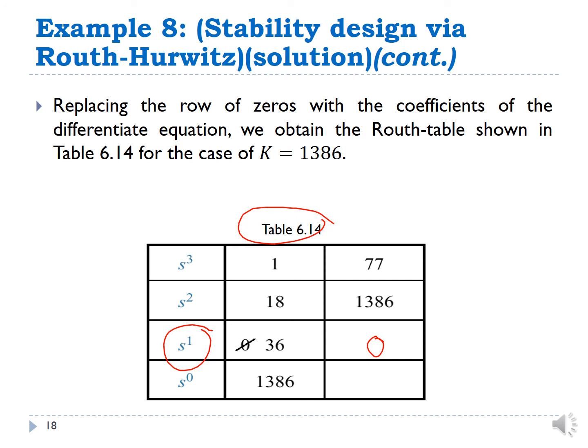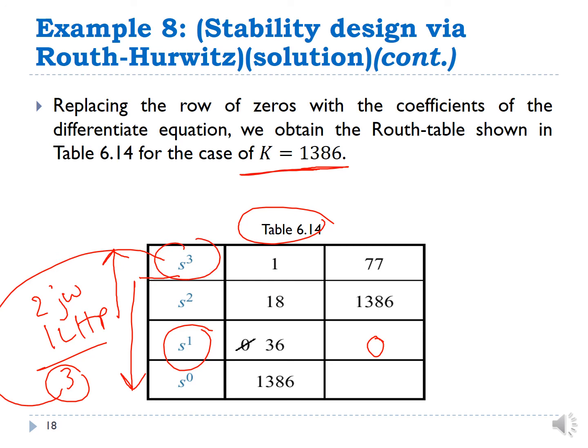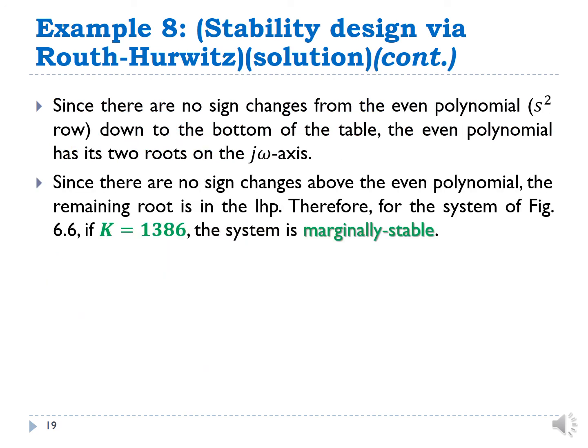For the case of K equal to 138.6, since there are no sign changes from the even polynomial down to the bottom of the table, the even polynomial has its 2 roots on the imaginary axis. And since there are no sign changes above the even polynomial, the remaining root is in the left half plane. Therefore, for the system of figure 6.6, if K equals 138.6, the system is marginally stable.